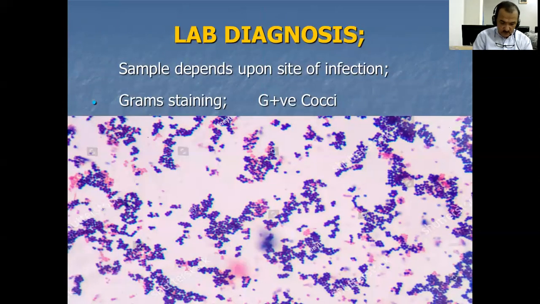Laboratory diagnosis depends upon the type of lesion and the site of infection. In this slide of the Gram stain, we see Gram-positive cocci in clusters, cocci in chains, and cocci in pairs. Gram staining is the first and foremost method throughout the world, still used for the identification of the bacteria.